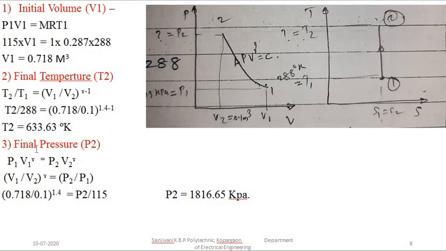The third point, final pressure P2. So again equating the governing equation at state points 1 and 2: P1 V1 to the power gamma is equal to P2 V2 to the power gamma. So we are writing the volume ratios as inverse pressure ratios. V1 upon V2 to the power gamma is equal to P2 upon P1. So putting the values, we are getting the final pressure P2 equal to 1816.65 kilopascal.